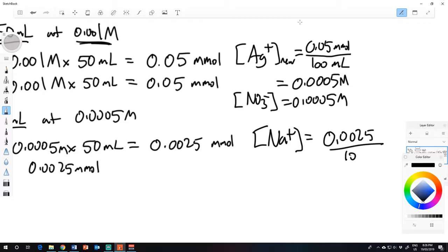0.0025 divided by 100, and my cat is stuck in my chair. There we go. Okay. Bye, cat.